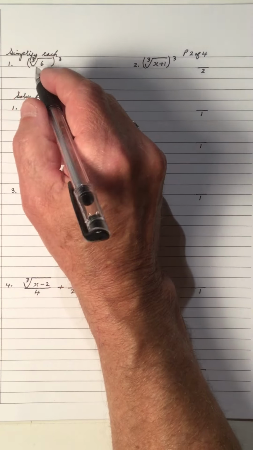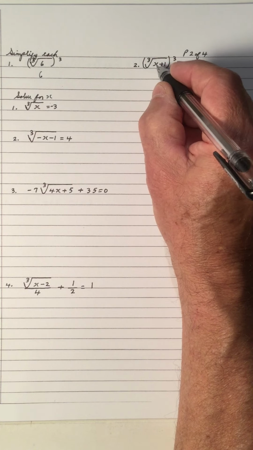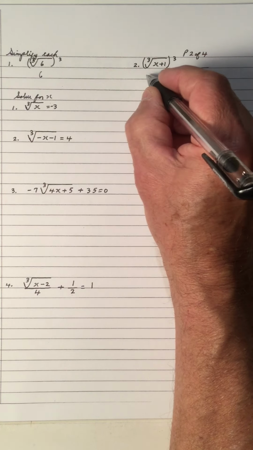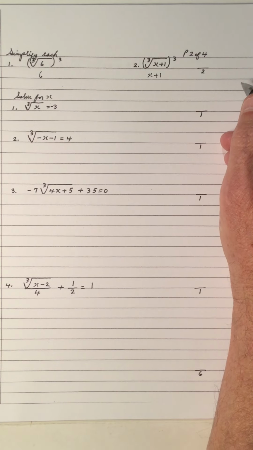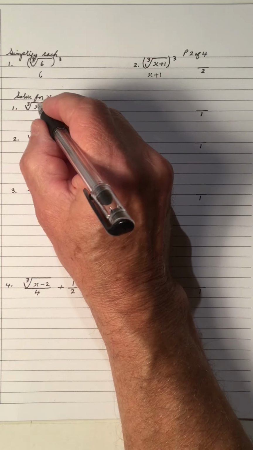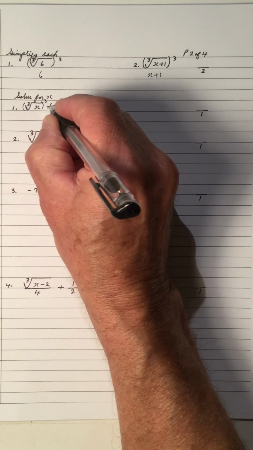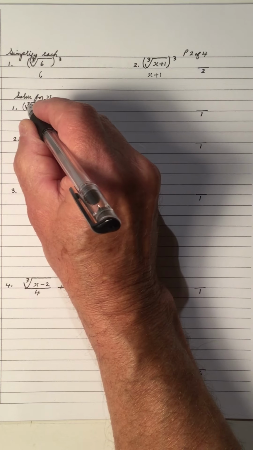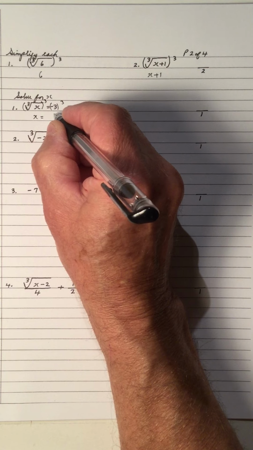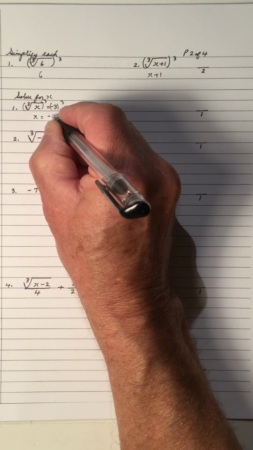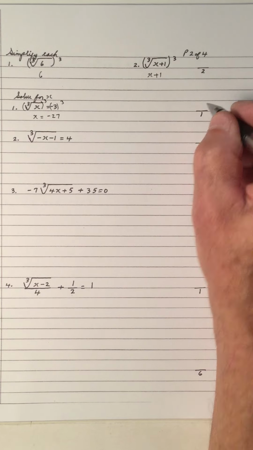Simplify each. The cube root of 6 all cubed is 6. The cube root of x plus 1 all cubed is x plus 1. And mark each. Solve for x. The radical or the root is isolated, so I'll cube both sides. And root of x all cubed is x, and negative 3 cubed is negative 3 times negative 3 times negative 3, which is negative 27. If you got negative 27, give yourself a mark.